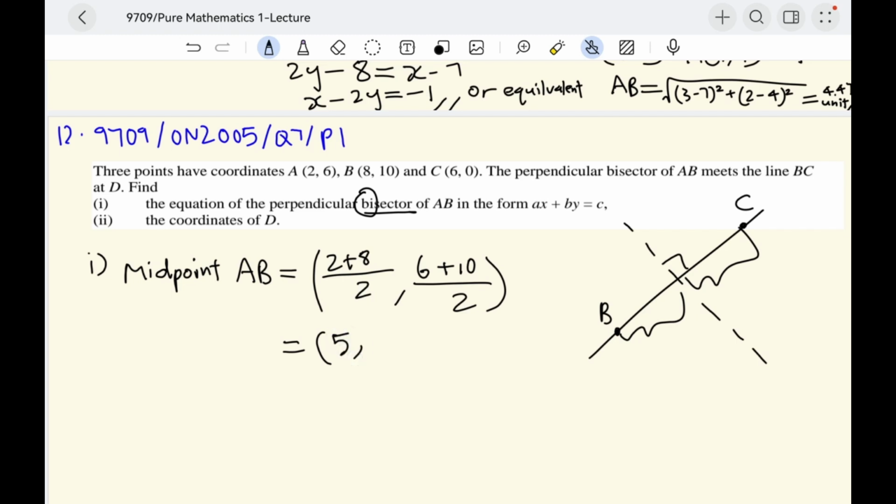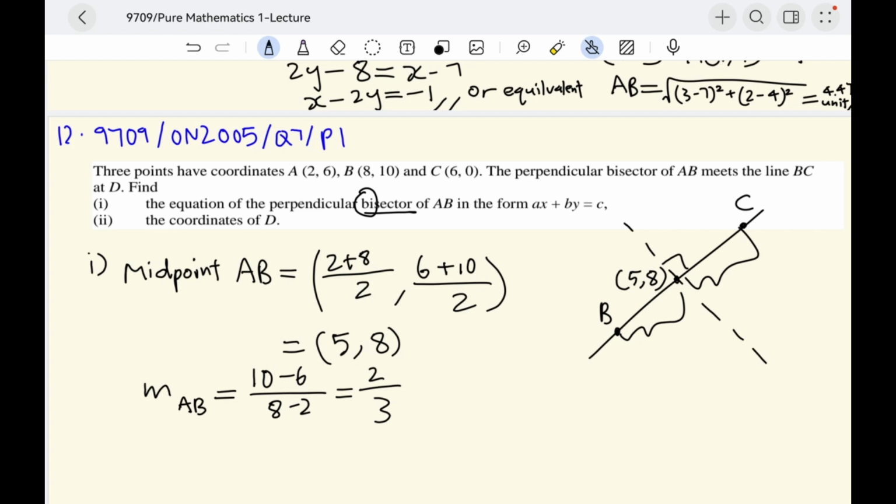So the midpoint of AB is (5, 8). Okay, so here I have 5, 8. And next I need to obtain the gradient of AB, which is (10 minus 6) over (8 minus 2). So that means AB has a positive gradient. Obviously, I have 2 over 3.